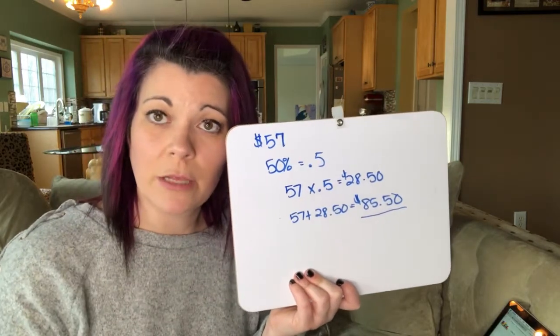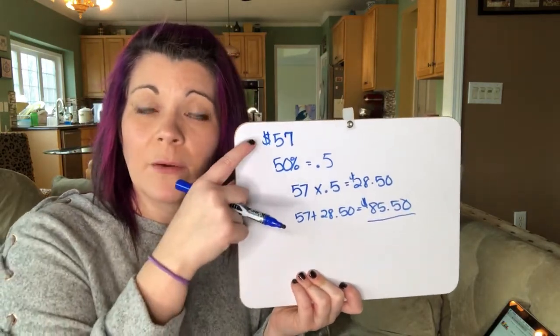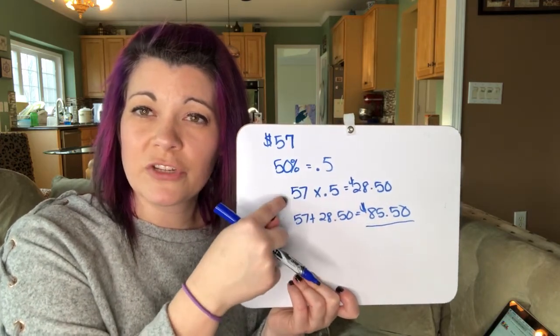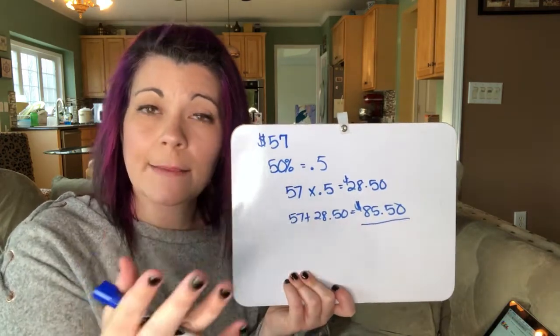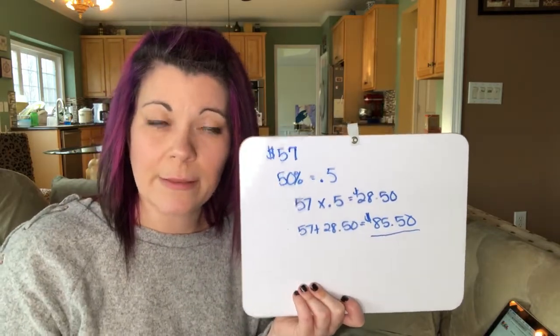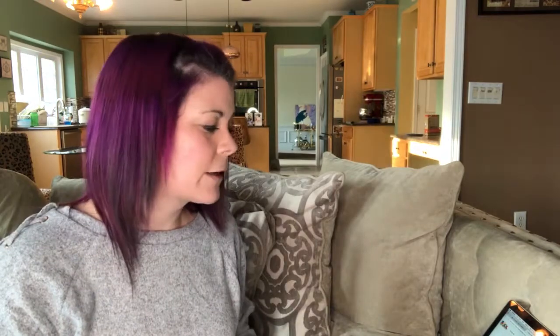So the same steps: we find 50%, we change it to a decimal, then we multiply that by the original price, and then since it's a markup, whatever we get here, we add it on to the original price. And that is how you do markups and discounts.